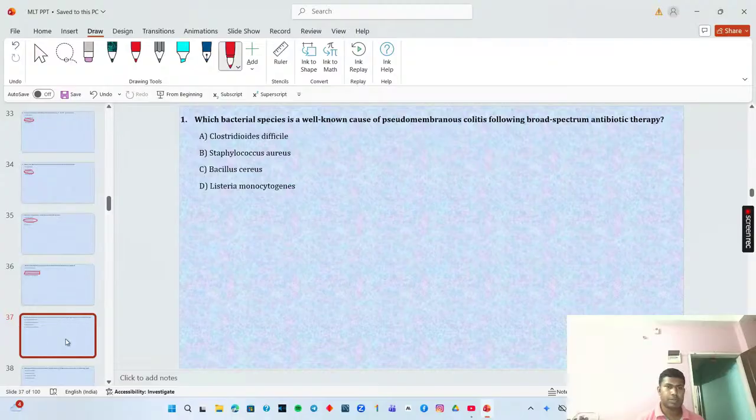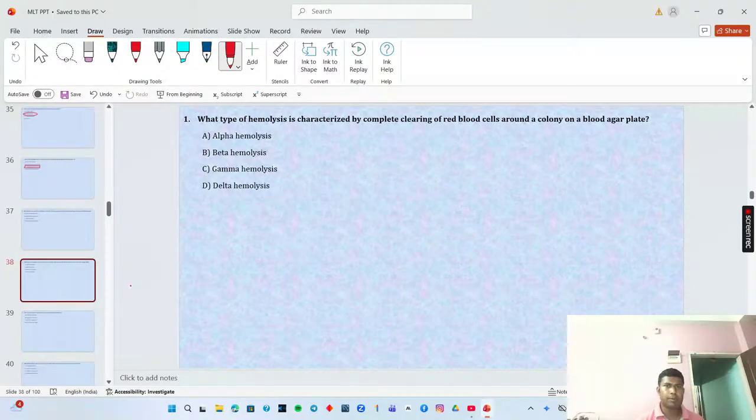Now the next question is: which type of hemolysis is characterized by complete clearing of red blood cells around a colony on a blood agar plate? It is beta hemolysis. The answer of this question will be beta hemolysis.